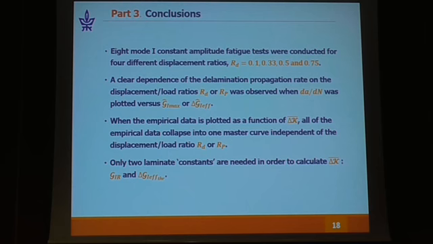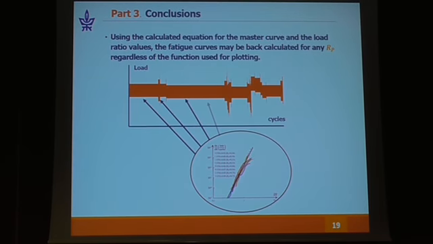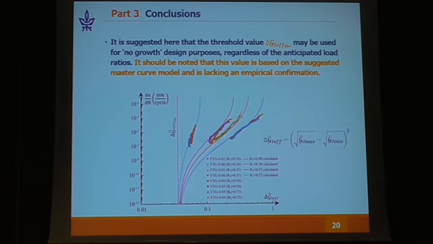Now, using the calculated equation for the master curve and the load ratio values, the fatigue curves may be back calculated for any load ratio, regardless of the function used for plotting. And this is what we set out to do. And also, it's suggested here that the threshold value may be used for no-growth design purposes, regardless of the anticipated load ratio. But it should be noted that this value is based on the suggested master curve model and is lacking an empirical confirmation.